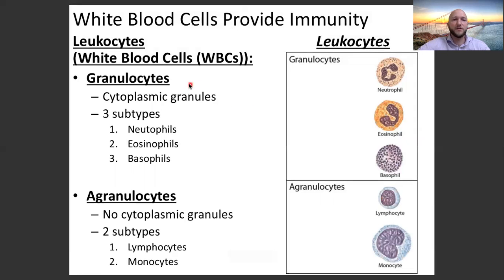All right, so white blood cells provide immunity. White blood cells, leukocytes, or WBCs are all the same thing, different words for the same thing. They're broken up into two main categories, granulocytes and agranulocytes. So granulocytes have cytoplasmic granules, as the name would imply, and there are three subtypes: neutrophils, eosinophils, and basophils. Agranulocytes have no cytoplasmic granules, and there are two subtypes: lymphocytes and monocytes.